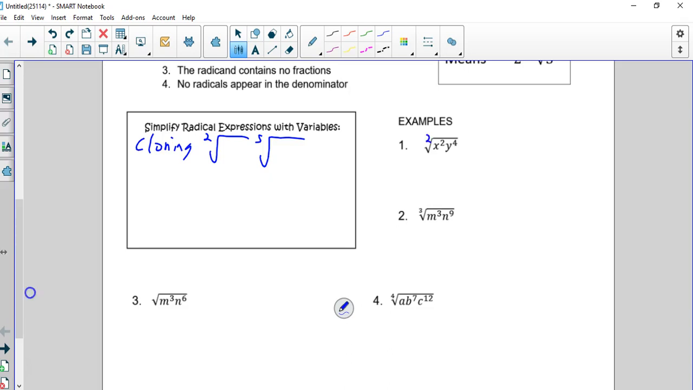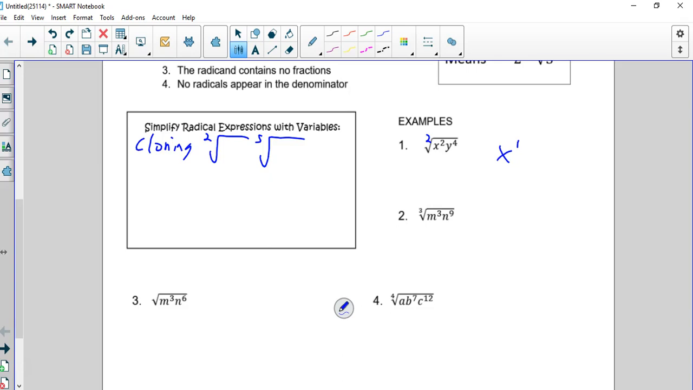Remember, this is a 2. We don't see it, but it is a 2, square root. So when we look underneath the radical, we want to look for groups of 2s. So obviously, an x walked in and got cloned. There were 2 of them, x squared. So when they walk back out, it becomes 1.